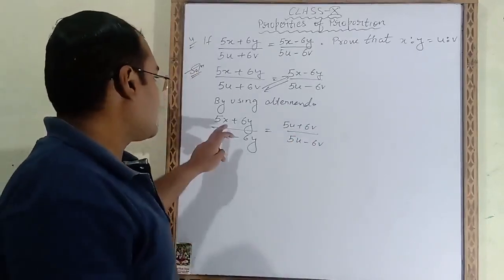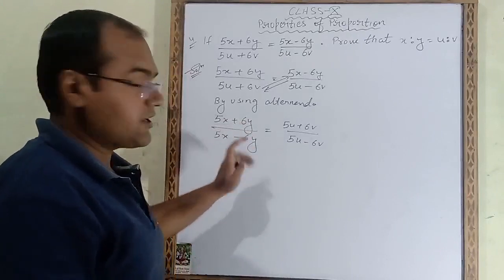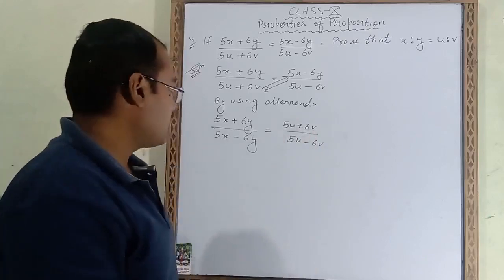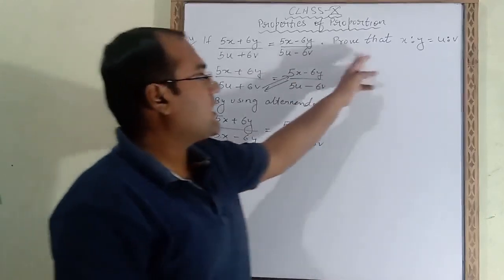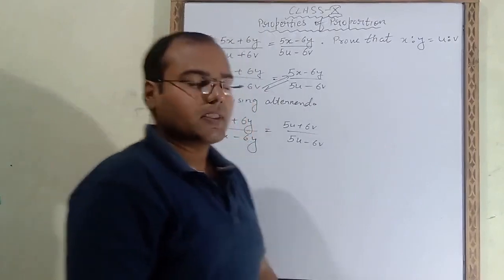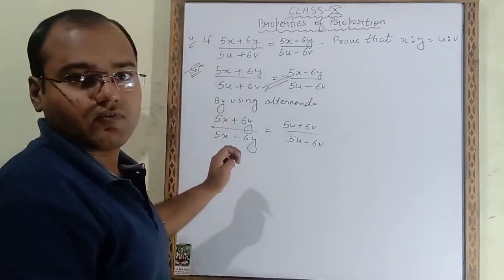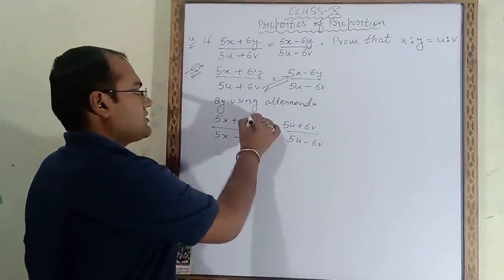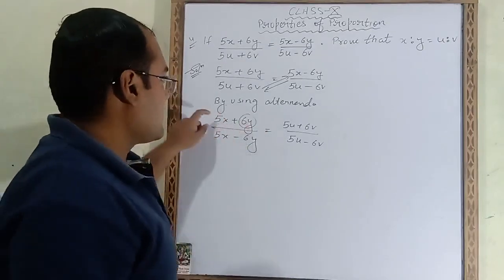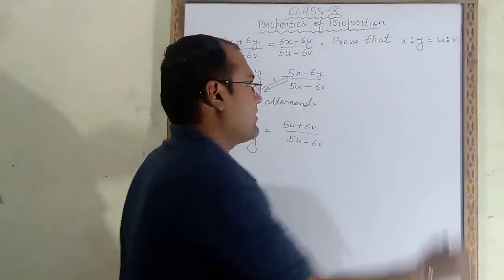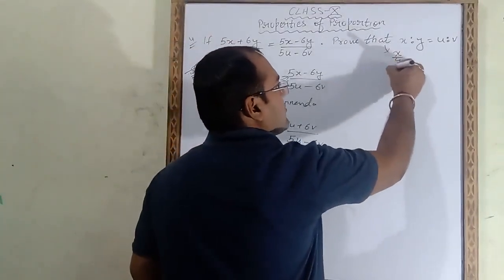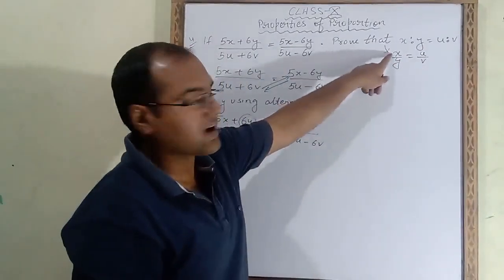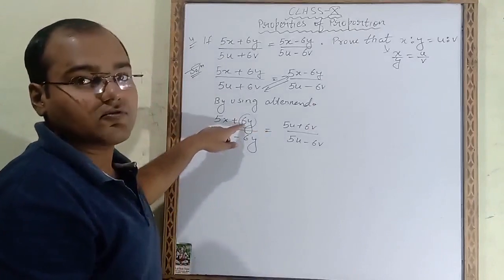Now we can check it. Xy terms are here in the numerator also and in denominator also. Uv terms in the numerator also and in the denominator also. Now we have to prove that x upon y is equal to u upon v. We need x upon y. In order to get x in the numerator, we have to cancel this 6y term. We have to prove that x upon y is equal to u upon v. So in order to bring x term in the numerator, this y term we have to cancel.